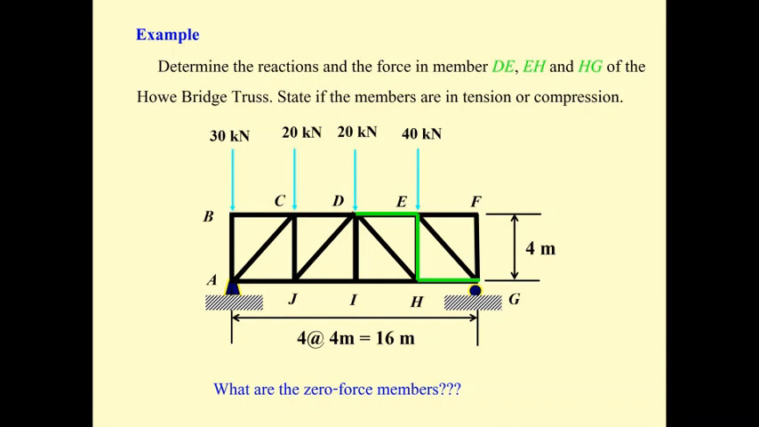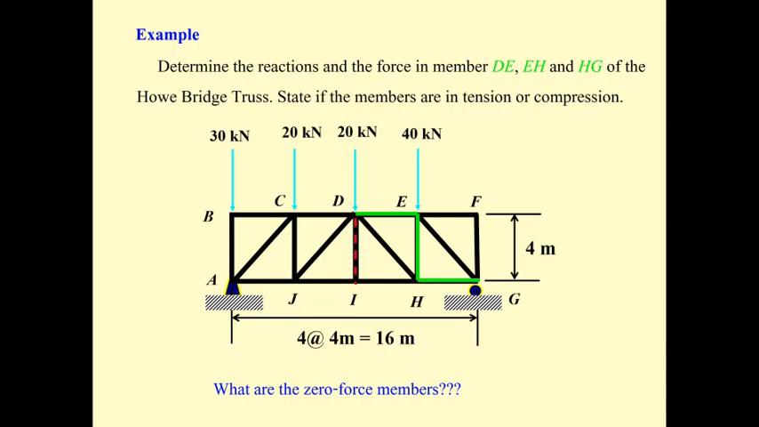And the second rule: if there are three members connected together, two are in parallel, and there is no force acting at the joint, the third member is going to have zero force. Okay, that's for the review.